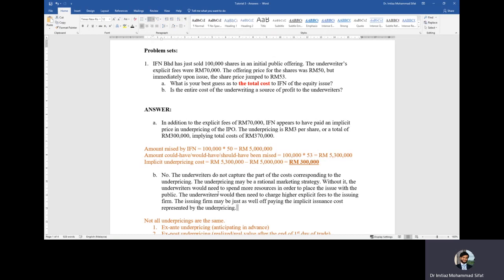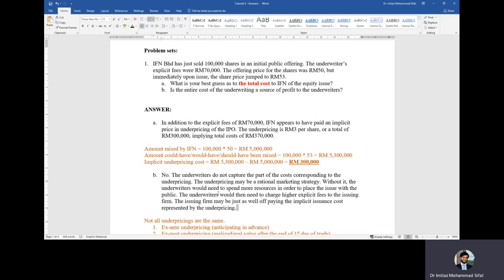But there's also an implied cost, which is the underpricing in an IPO. Underpricing happens essentially when the price at which the shares are issued is not the price that the market pays for that stock. So in our case, the share was issued at 50 ringgits a pop, and then from the primary market, when the company got listed on the exchange and was traded in the secondary market, let's say at the end of the first trading day, the share price jumped to 53. So there was 3 ringgits of appreciation.